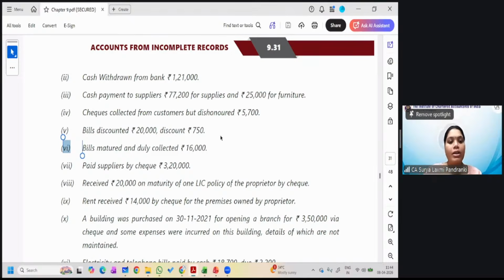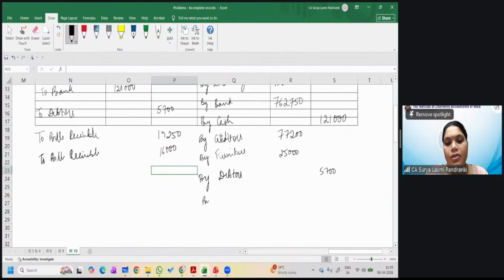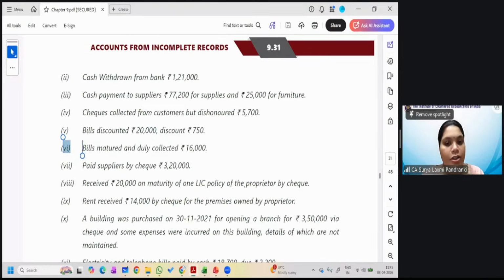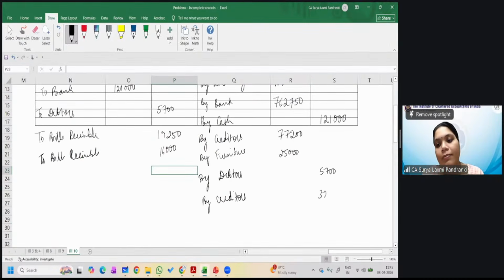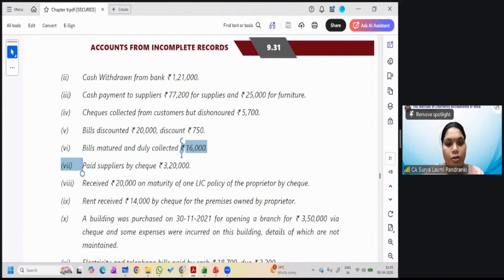Okay. Now, what is the next one? By creditors 3,20,000. It is nothing but supply; you have paid to the supplier. So by creditors. How much is the amount? 3 lakh. This is a check, so this has to go under which column? Bank. Bank column, right. You can't take it to cash because it is a check that is paid. Okay, so this is also done.